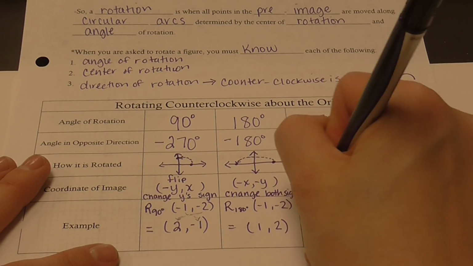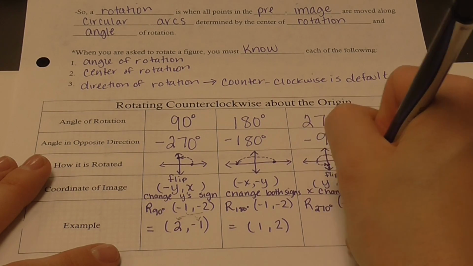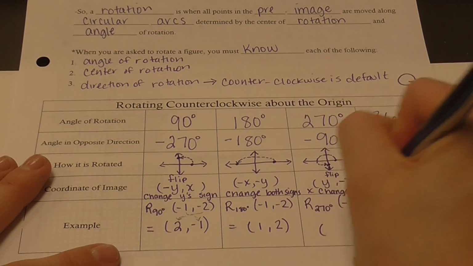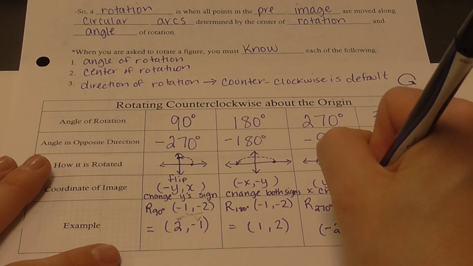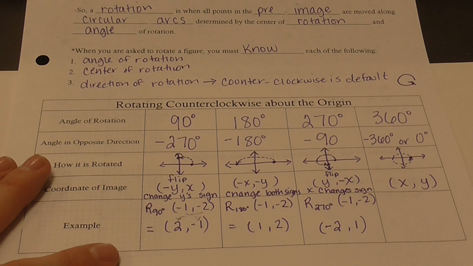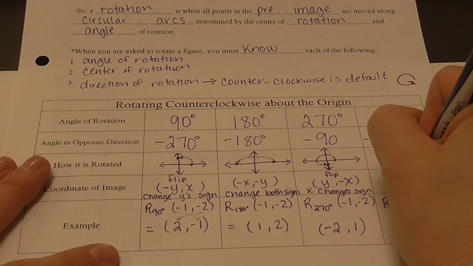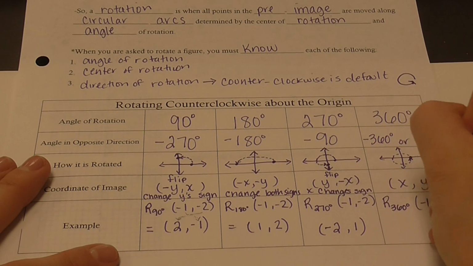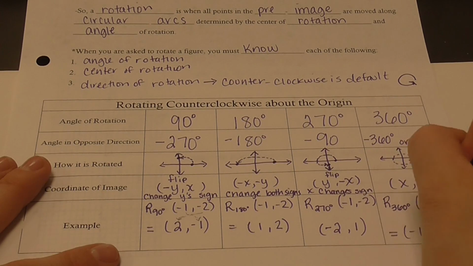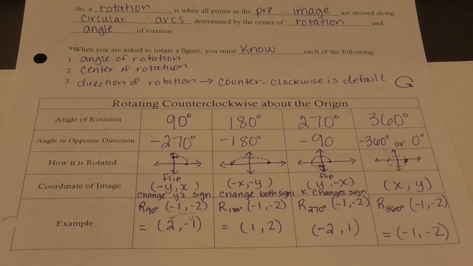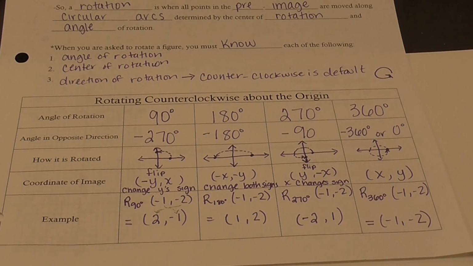A rotation of 270 degrees that started at (-1, -2) becomes, switch them, but this guy keeps his sign this time, so (-2, +1). And last but not least, a rotation of 360 degrees that started at (-1, -2) just stays (-1, -2). We'll do the examples back in class.